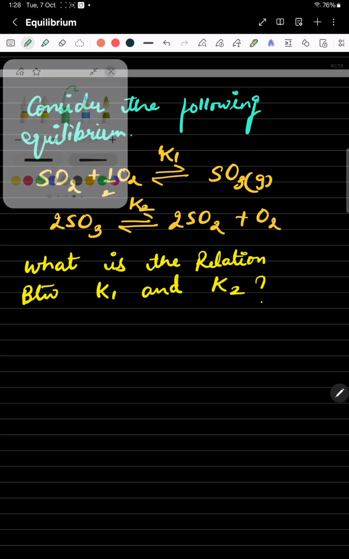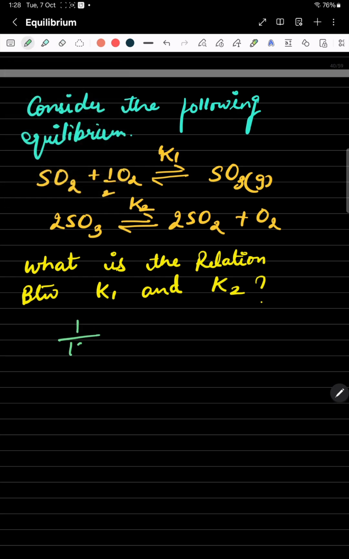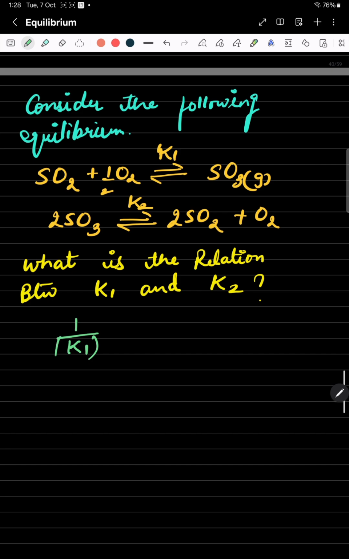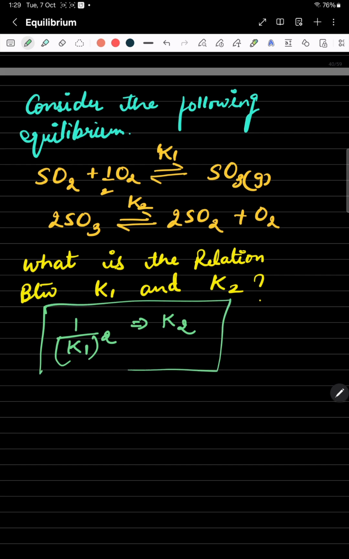Let's understand about it. Simple reverse of K1, 1 upon K1, it will become K2. Once you are multiplying the equation by 2, what do you need to do? Simply just square. So here, what is the relationship between K2 and K1? 1 upon K1 square will be equal to the K2 value. Clear? So this is the relationship over here.